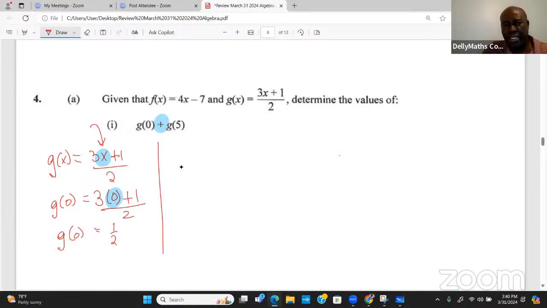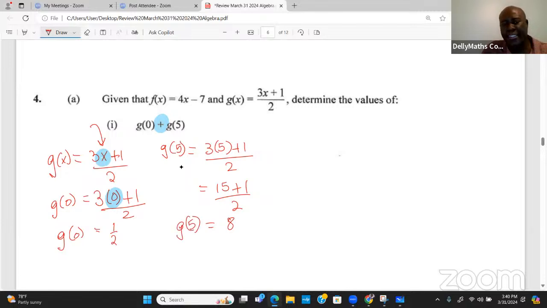Now let us find g of 5. So we're going for g of 5. So g of 5 would mean that we're going to put 5 where the x is, plus 1 over 2. So in g of 5, I'm using the g function, but I'm putting 5 where the x is. 3 times 5 is 15, plus 1 over 2. So this is 16 over 2, which is 8. So g of 5 is actually 8.